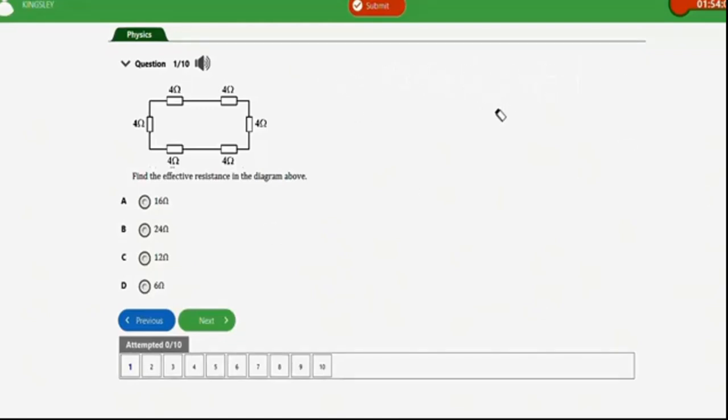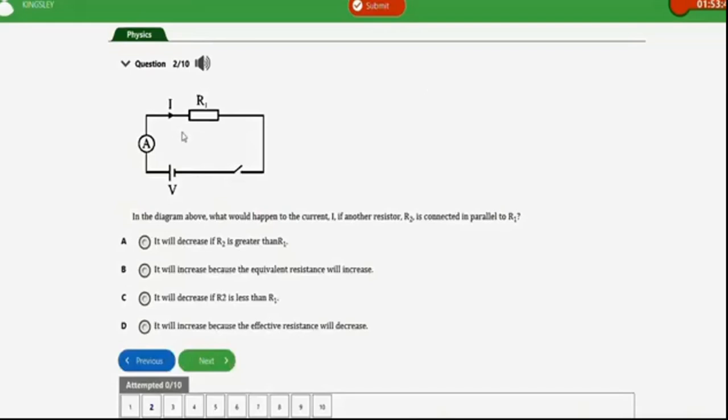Alright, so let's wipe this now and go to the next repeated question, which is this one. It says, in the diagram above, what would happen to the current if another resistor R2 is connected in parallel to R1? Option A, it will decrease if R2 is greater than R1. B, it will increase because the equivalent resistance will increase. C, it will decrease if R2 is less than R1. D, it will increase because the effective resistance will decrease.